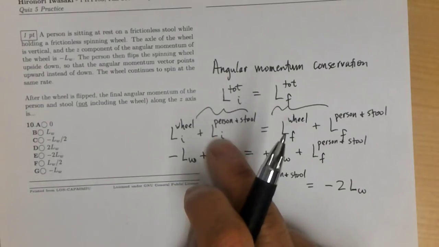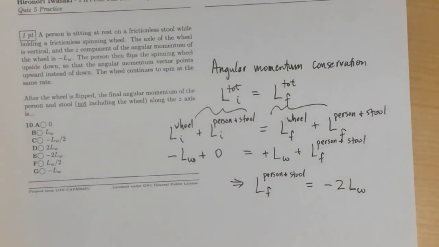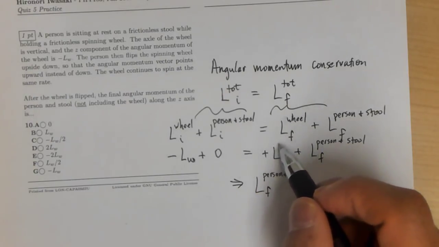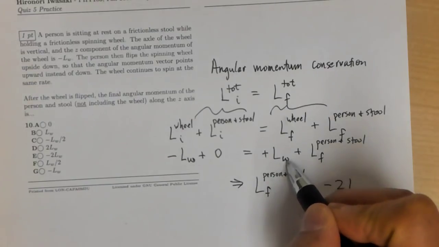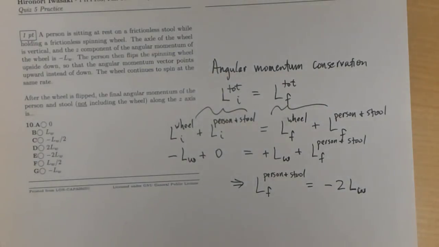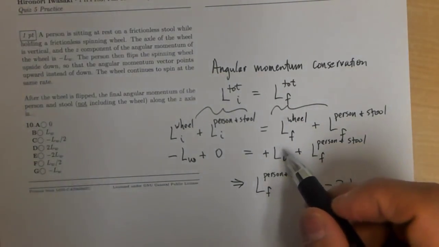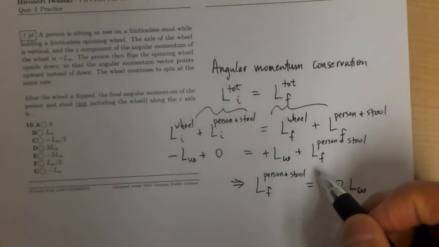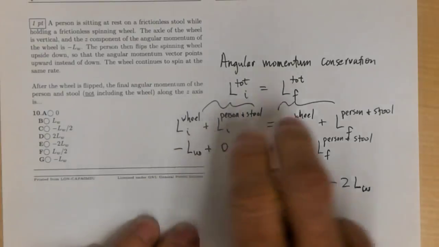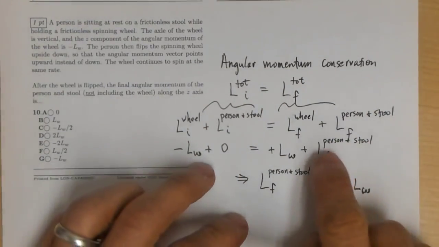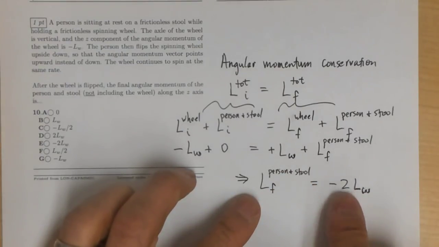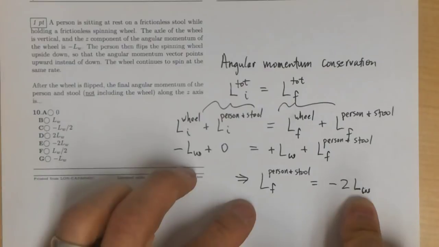The initial angular momentum of the person and stool is 0 because the person is sitting at rest and the stool is at rest. And now for L final wheel, we have plus L_W, because we're told that it flips to positive L_W. And then we have the unknown final angular momentum of the person plus the stool. But this must equal that by angular momentum conservation. And so I bring this to the other side. I get L final for the person plus stool is minus 2 L_W.